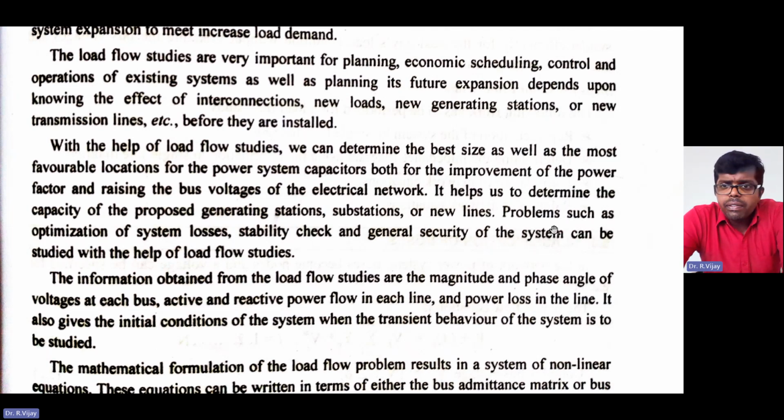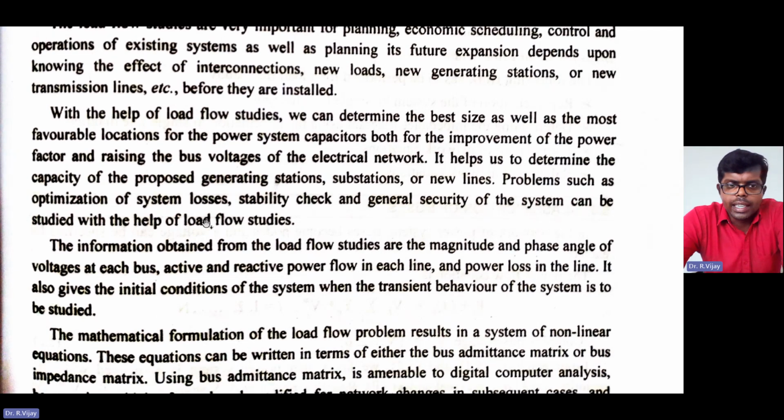Problems such as optimization of the system loss, stability check, and general security of the system can be studied with the help of load flow studies. Next, the information obtained from the load flow studies is the magnitude and phase angle of the voltage at each bus.